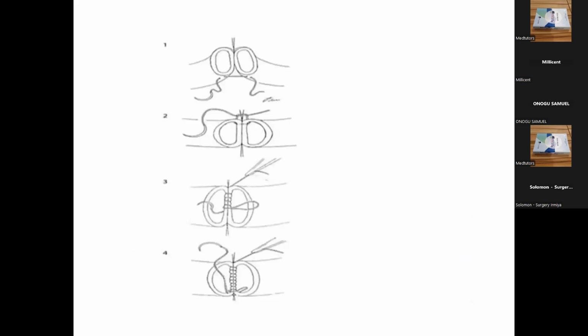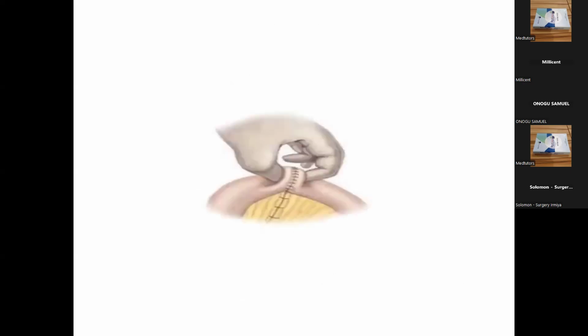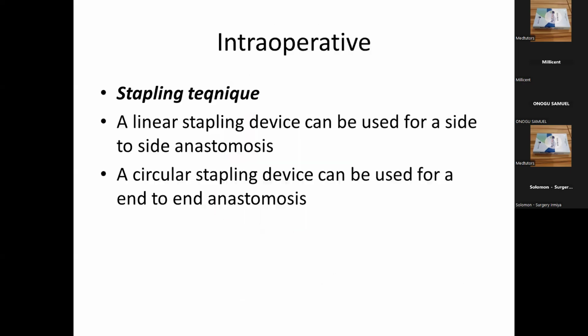From number one, we can see the application of the two stay stitches. After that, you start the continuous inner layer of stitch application, and then after that, the seromuscular layer. And in the last panel, you can see the demonstration of the donut sign, which gives us a guide about luminal patency.